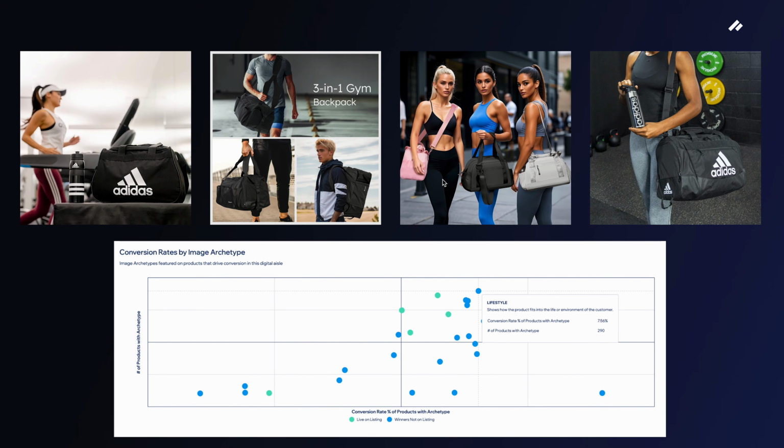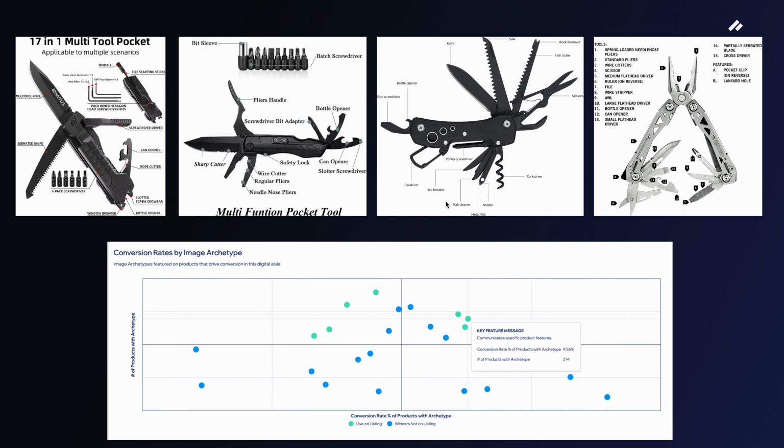Again, if we look at gym bags, lifestyle imagery is very common and has a higher conversion rate. And the top sellers, sure enough, also all have the lifestyle image early in their image stack. And finally, in the multi-tool category, we see the key feature message as one of the most powerful image archetypes. And as we look across the top sellers, we see that represented.